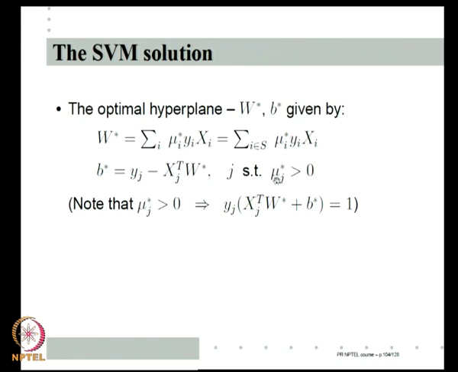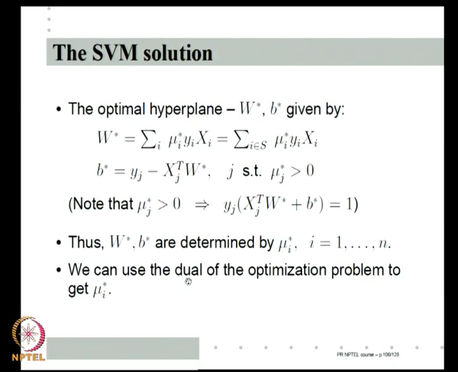So, for every j such that mu_j star is greater than 0, I can do this, and I will get the same value. That is what optimization theory tells me. So, if I know all the Lagrange multipliers mu, then I can calculate both w star and b star. Thus, w star and b star are determined by mu_i star, i equal to 1 to n. If I know all the Lagrange multipliers, then I know the support vectors. W star is a specific linear combination of support vectors where the weights in the linear combination depend on the Lagrange multipliers, and b star can also be given in terms of w star.